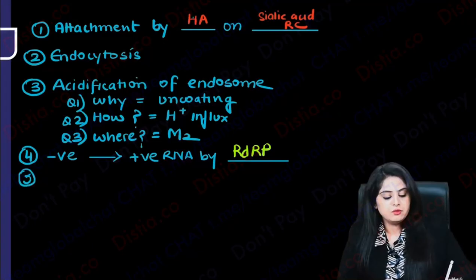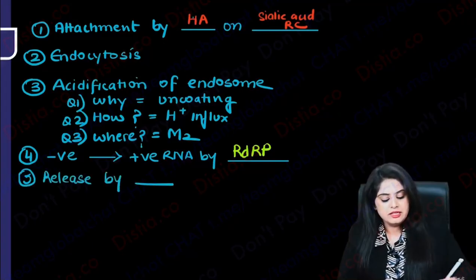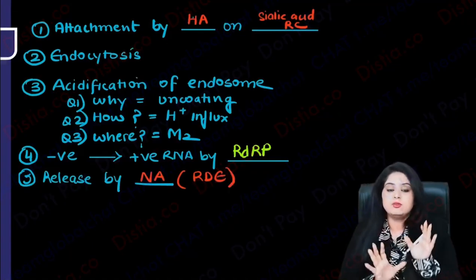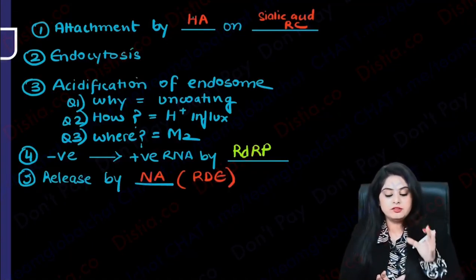Finally, coming to the 5th one, and that is the release. The release is going to happen by which molecule, guys? It's going to happen by neuraminidase. What is the other name for neuraminidase? Receptor destroying enzyme. If you have to write it down and revise your bullet points, this is going to be it.